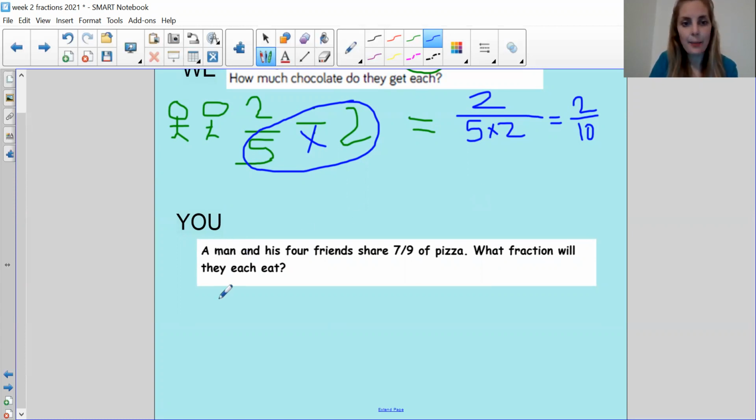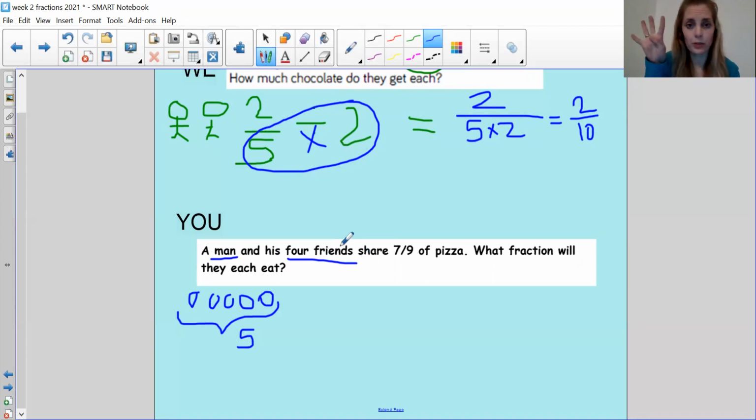Okay, let's mark. It says a man, so we have a man and his 4 friends. So 1, 2, 3, 4. So how many do I have in total? 5. This is where you need to read your questions very carefully. And if you need to draw out pictures, when I was your age, I used to draw a little stick man to try and help me visualize it. If you even have to give them names, Deborah and her 4 friends, so there you can imagine Deborah and her 4 friends with her, and that makes 5.